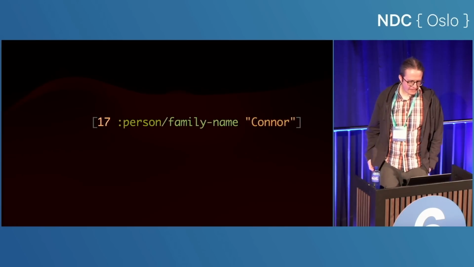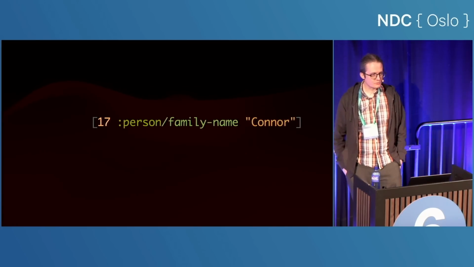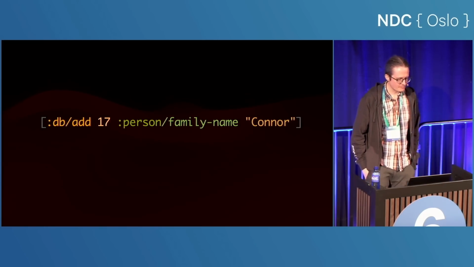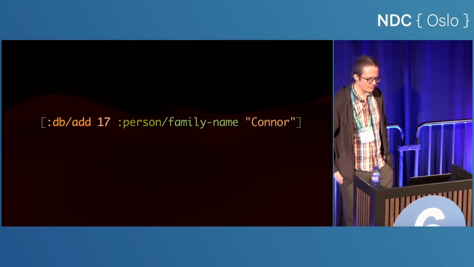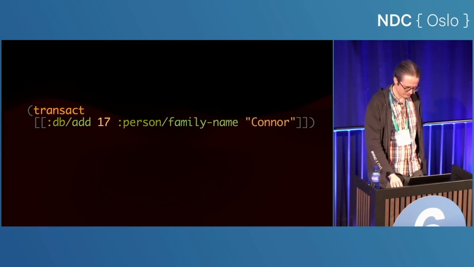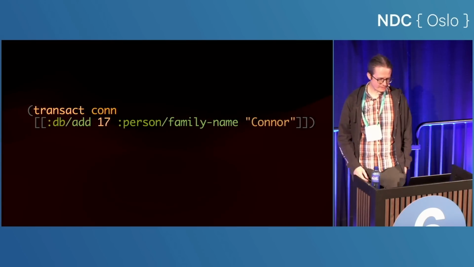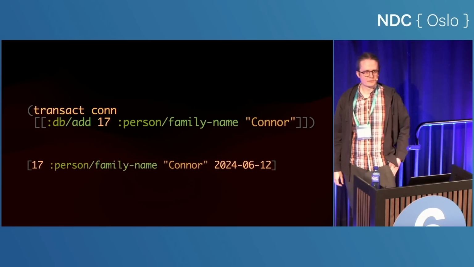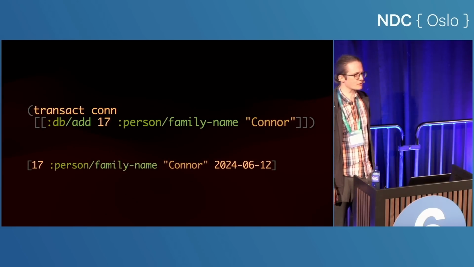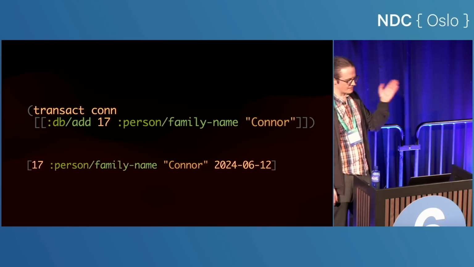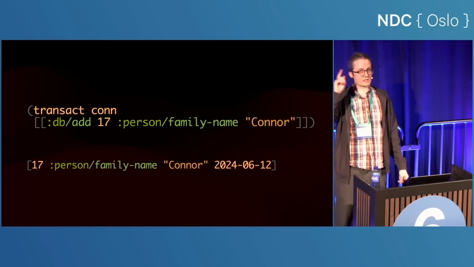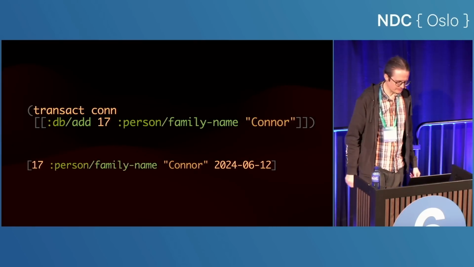This is our entity attribute value. And to add this into the database, we do this. db/add is a transaction function that adds a fact. And we will call the transact function, and we will pass it the connection to the database. And this will transact it. And we will end up with a tuple in the database that looks like this. There's entity 17 with the person/family-name of Connor and the time. You can see that the transactor added the time at the end there.